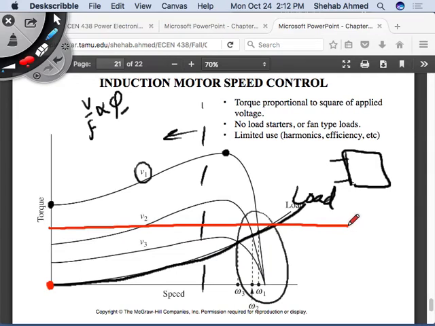In this case, if you have a load like this, you cannot not have starting torque. You require starting torque to be able to support this load. So if you are going to apply full voltage, this specific motor will have a starting torque higher than your load, and then it will intersect with the induction motor's torque speed curve in the stable operating region, right?